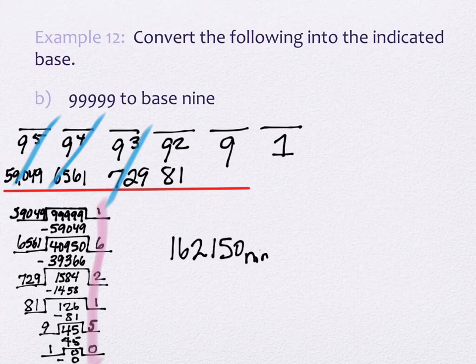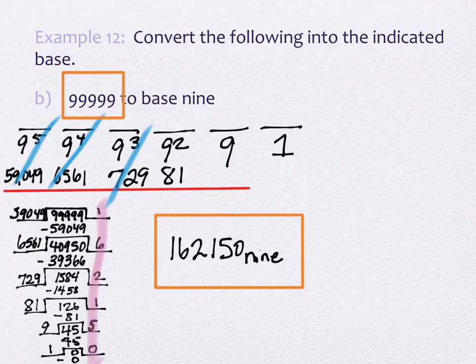So it's 162,150 base 9. Now I mentioned something last time and I want to draw your attention to it one more time. Our 99,999 is a 5-digit number and it's in base 10, right? And what happened when we went down to a base 9 problem? How many digits did I get? More, right? 6 digits. I started with 5 digits in base 10, and when the base value went down, to base 9, I ended up with more digits.